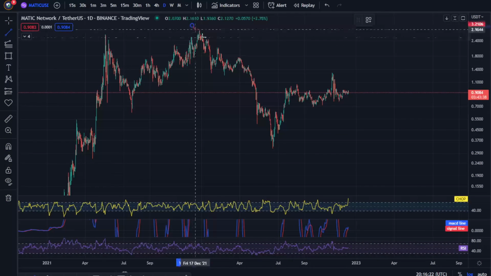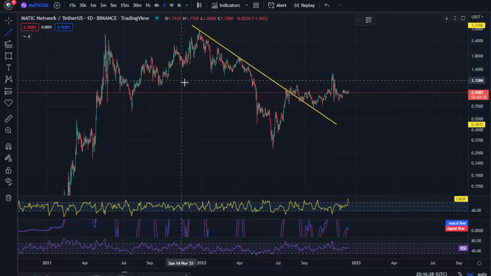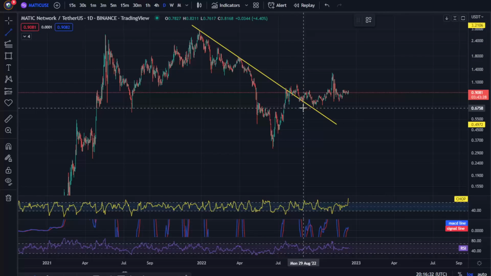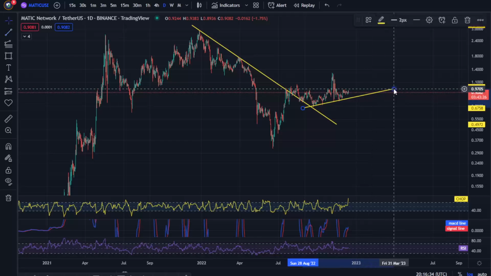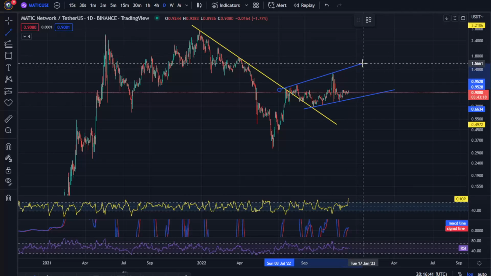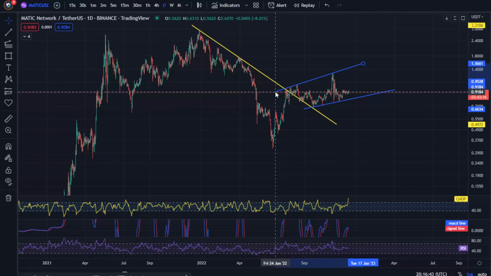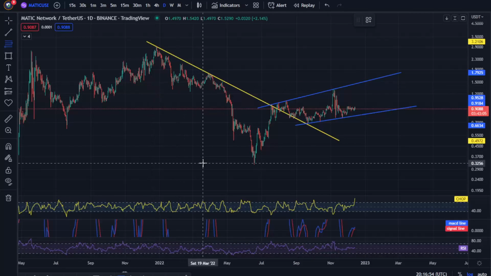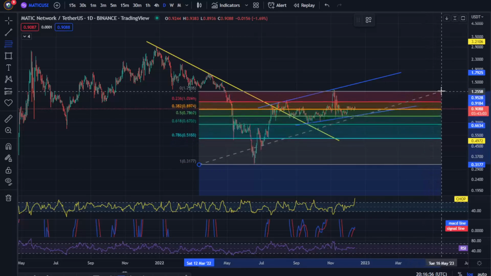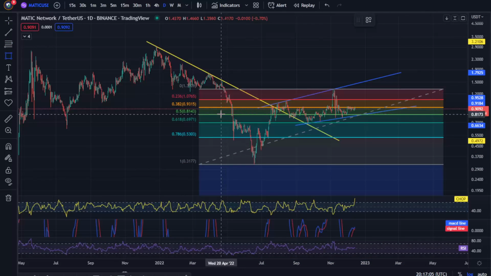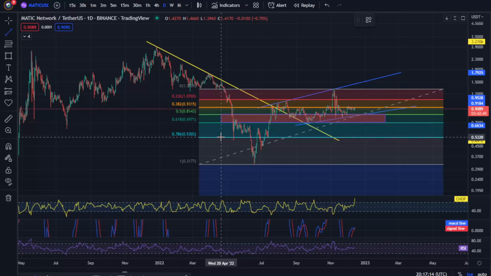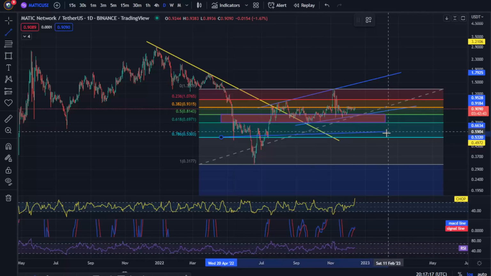The last one in today's review is the Matic chart in pair to USDT. As we can see, the price is broken out of the downtrend line, and now we can mark the uptrend channel in which the price is moving with the blue lines. Now let's move on to determining the support for the price, and here we see that we first have a strong support zone from 82 cents to 70 cents.